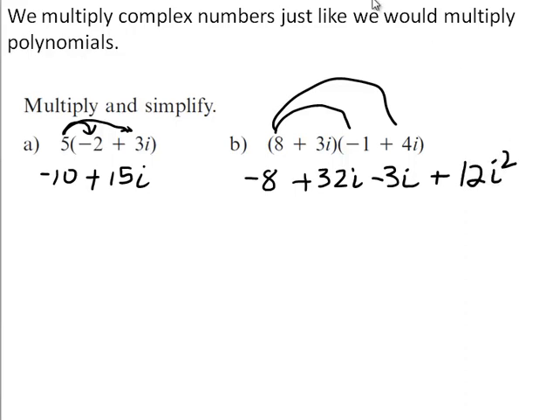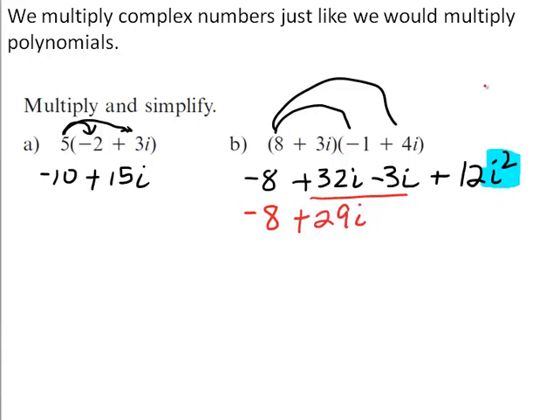12i squared. And this is important. This is something people always forget, but i times i is i squared. Now, you might think you're done, but you're actually not. So here in this version, we'll still have this. We're going to combine our middle terms, and so we'll have plus 29i.